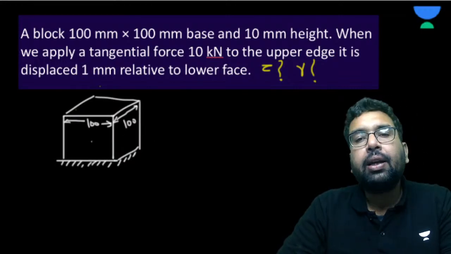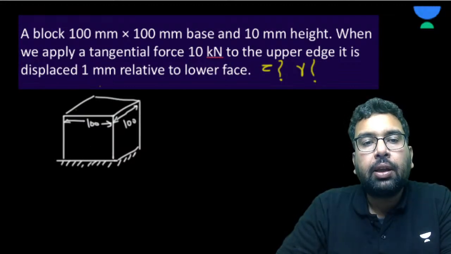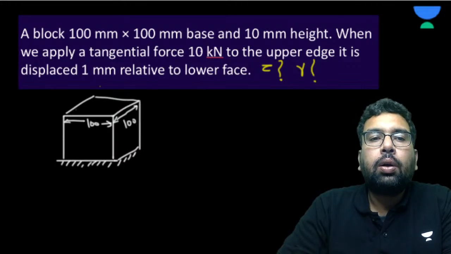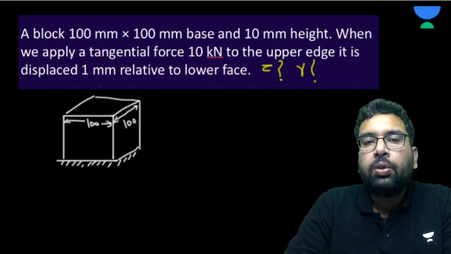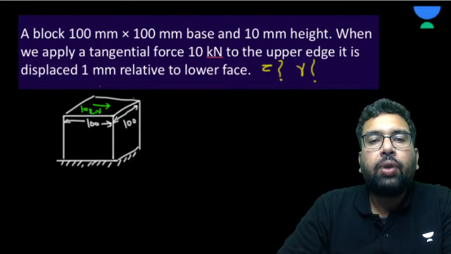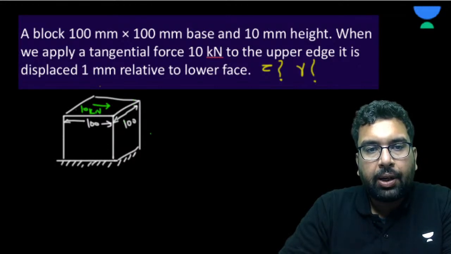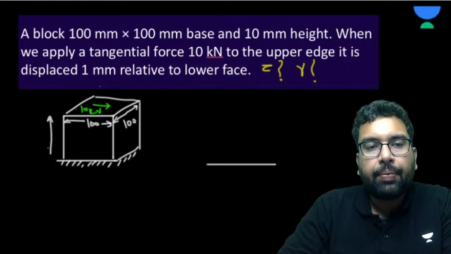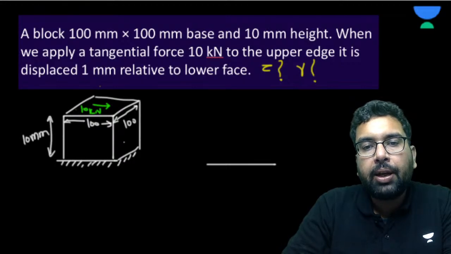Because if the base is also there, there will be some reaction at the base, and the reaction will be the same as the force applied. So now when we apply a tangential force of 10 kilonewton to the upper edge, it is displaced 1 mm relative to the lower face. And the height is 10 mm, right? So how will it become?